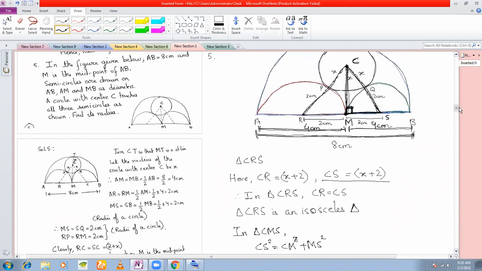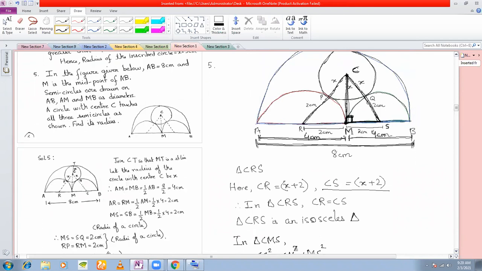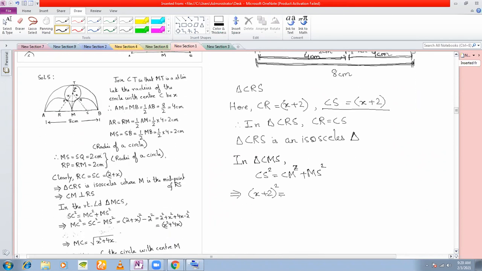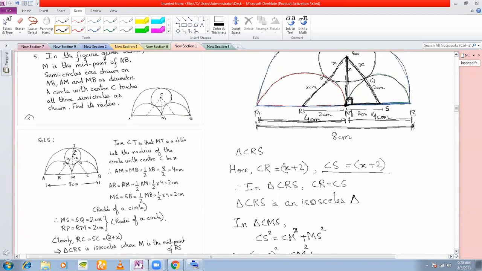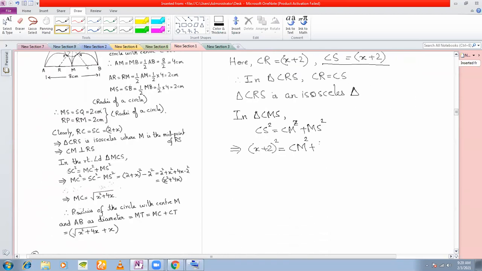CM, the length of CM we need to find out. So we write CM as it is. And MS, we know this is the radius of the semicircle. Okay, so this is 2 centimeter. We write 2 square. So that means what is CM square? CM square is x plus 2 whole square minus 2 square, which is x plus 2 whole square minus 4.